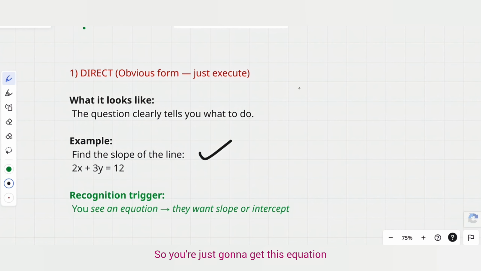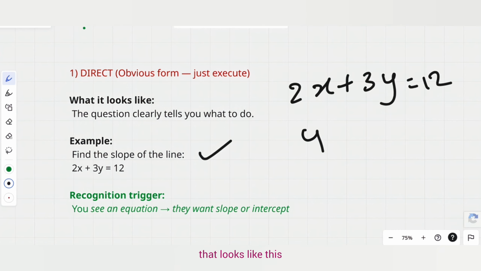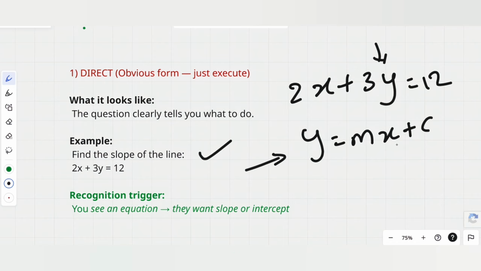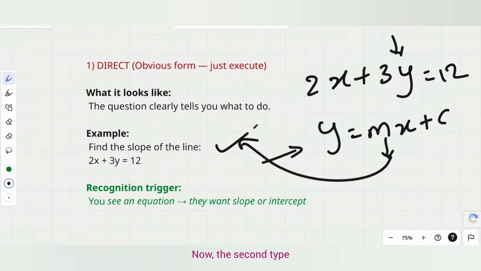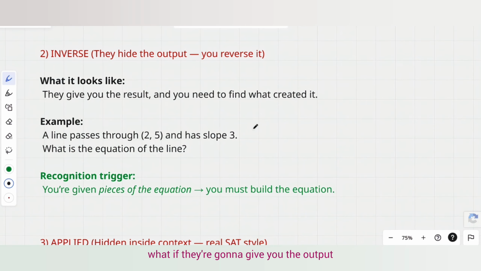So you're just going to get this equation and put it into the general form that looks like this. If you solve for y, you're going to get y equals mx plus c. And once you get this equation, in the place of m, you're going to have the slope. This comes with concept understanding, but identifying the question will save you time in your actual exam. Now, the recognition trigger is simply: you see an equation, you want to find the slope or the intercept, end of the game. You're good to go.